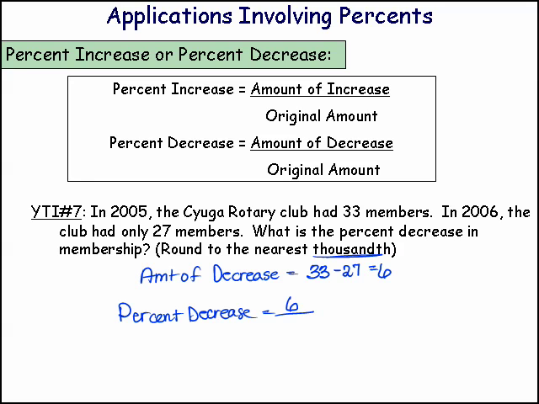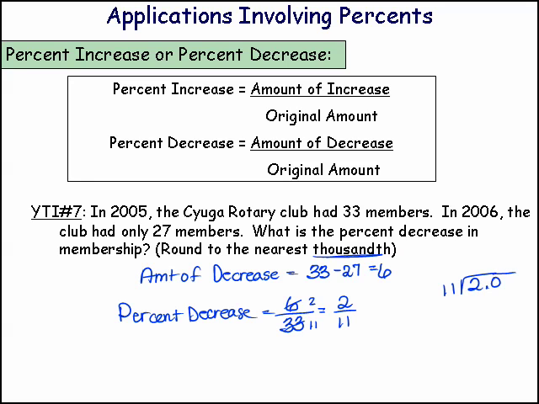What's the original amount? Where did we start from? Time-wise is really how you end up looking at these. We started out with 33 members, so it's 6 over 33. You can reduce this down, maybe it might make your life a little easier, or you could just divide 6 divided by 33. I see a 3 in each, so I wind up with the fraction 2 over 11. So you can do that division, 2 divided by 11.